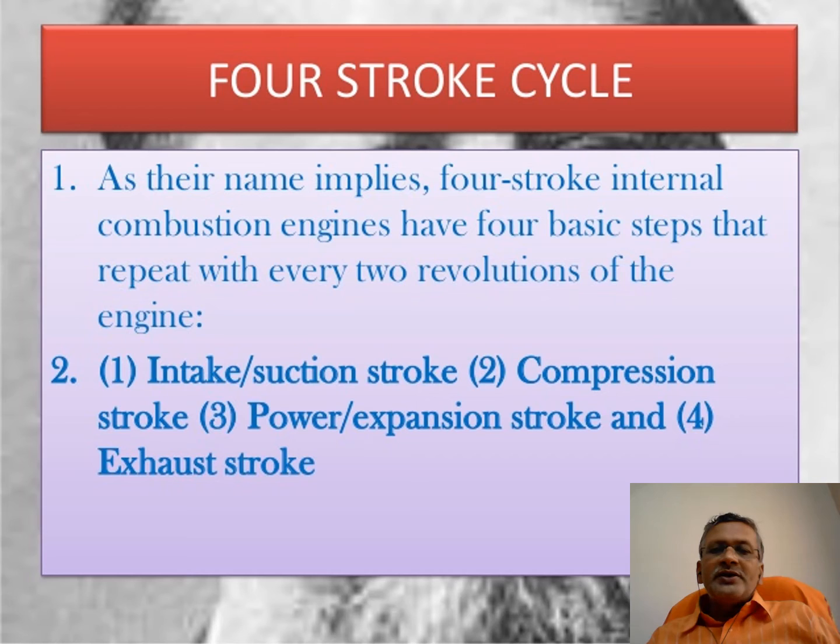And this Otto engine is a four-stroke engine. As the name implies, it is a four-stroke internal combustion engine which has four basic steps that repeat with every two revolutions of the engine: intake stroke, compression stroke, expansion stroke, and exhaust stroke.